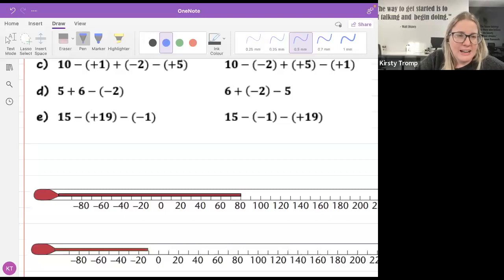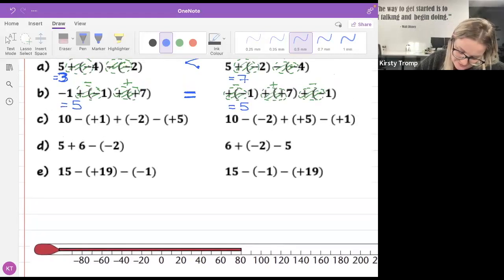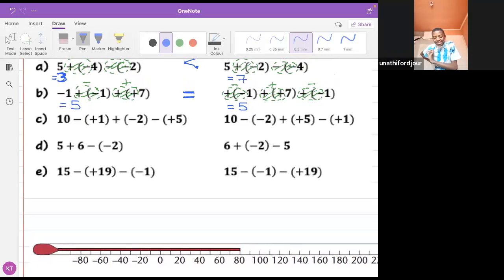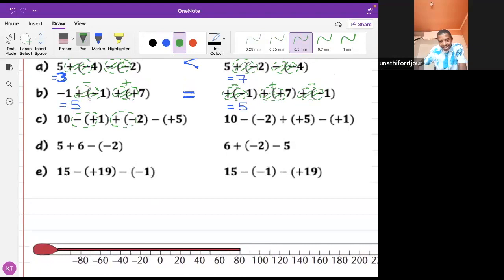So who was the first person here? I've got Unati. Unati, you're going to help me do C. Right, Unati, let's have a look. What's my first step in C? What am I going to do first? I'm going to look for the minus, circle the minus and the positive, ma'am. Fantastic, Unati. So Unati, stay with me. Don't go, hey? So we're going to circle. Okay, I'm circling that one. It's going to be that one and that one.